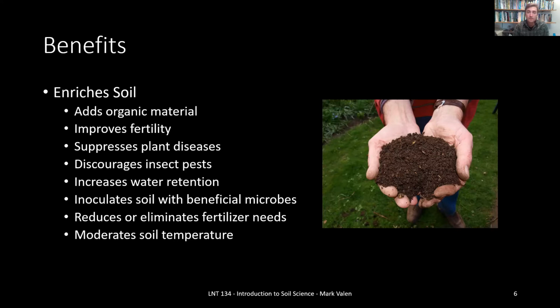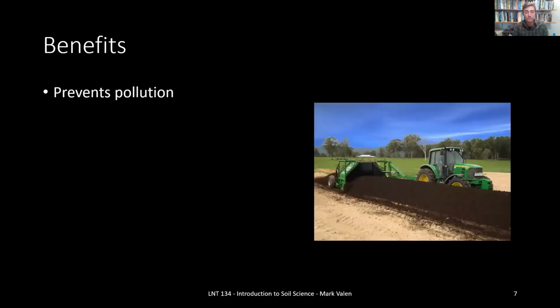It helps to moderate soil temperature. You can apply this on the surface like a mulch, or you can work it into the top 6 inches of the soil layer. Either way, it's going to help prevent the soil from heating up or cooling down excessively, which will keep your plants healthier and the life in the soil healthier.